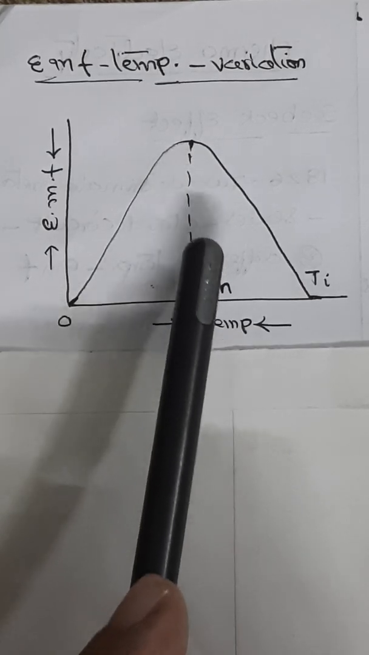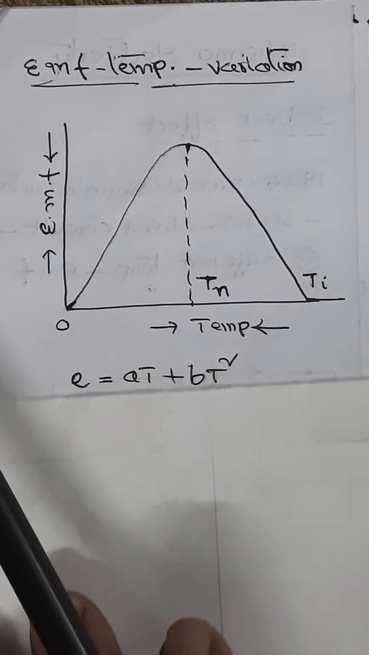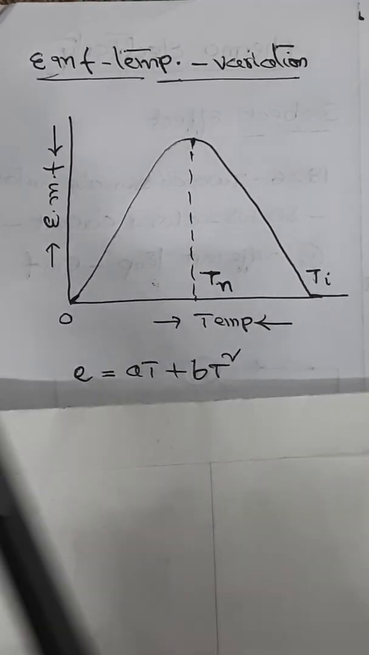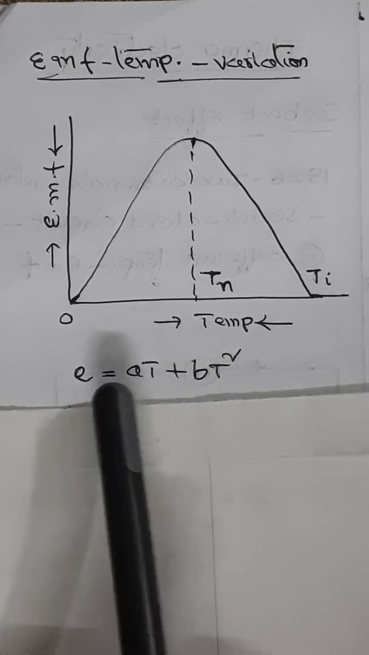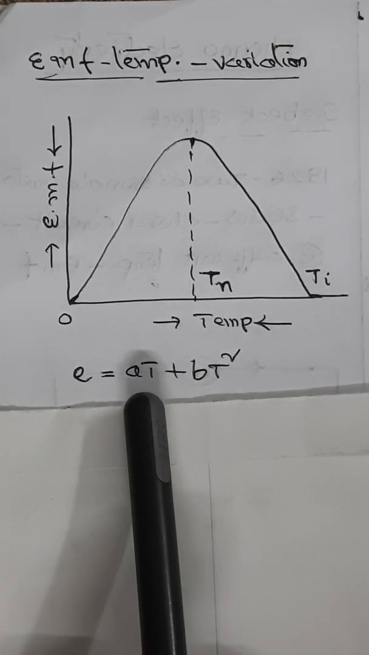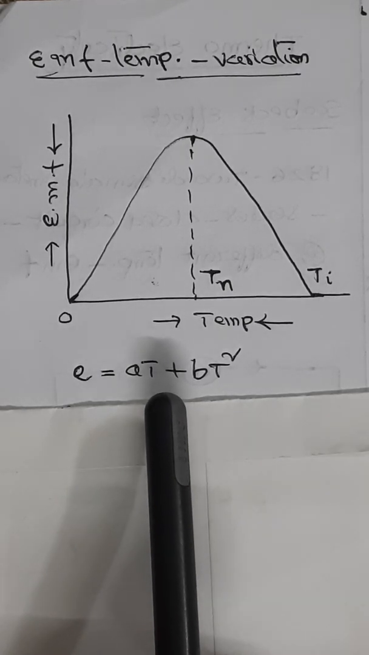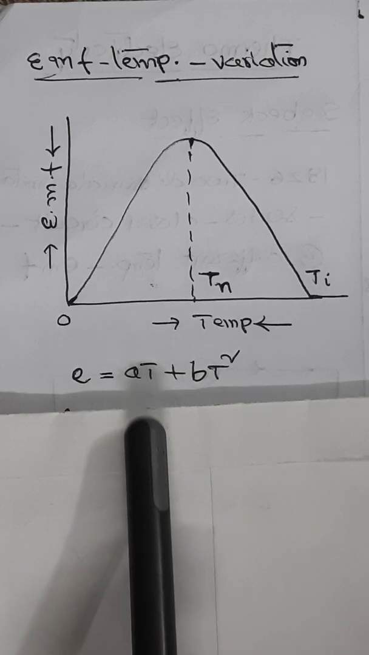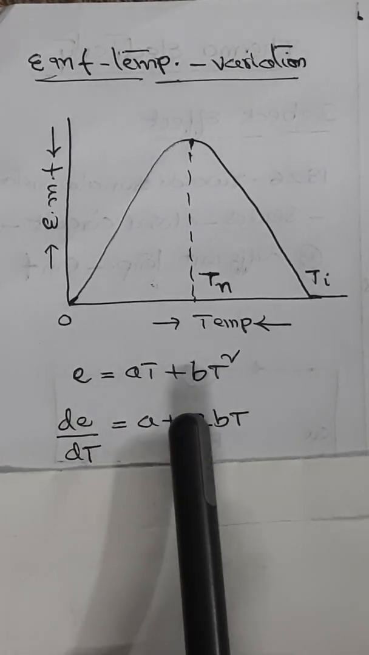So the thermo EMF E varies with temperature according to this equation: E = AT + BT². This is the variation of EMF with temperature. Here A and B are constants for the thermocouple. Now differentiating this equation, we get dE/dT = A + 2BT.